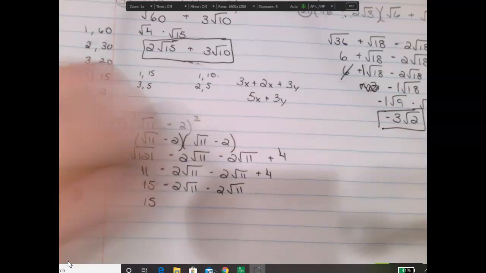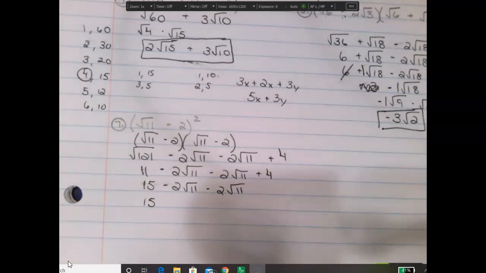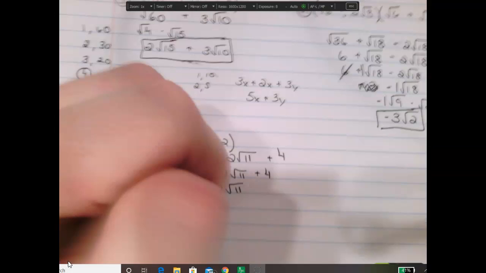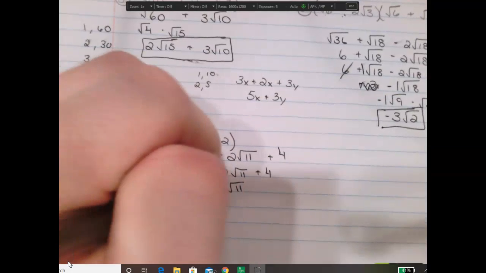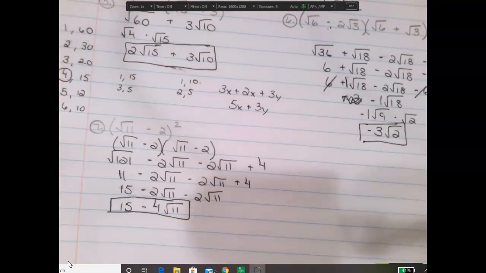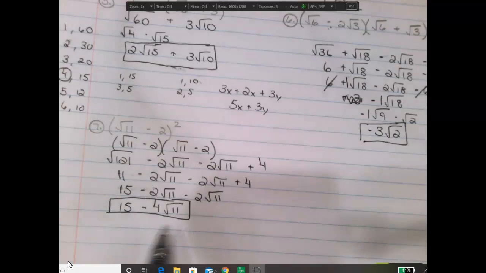So when I combine them, negative 2 minus 2 is equal to minus 4. Now I'm going to write that radical of 11. And that's actually going to be my final answer here: 15 minus 4 radical 11. And that's because that 11 is a prime number. I can't break it up. I can't simplify and go any further, any smaller. So there you have it.